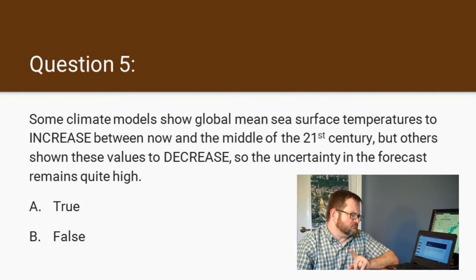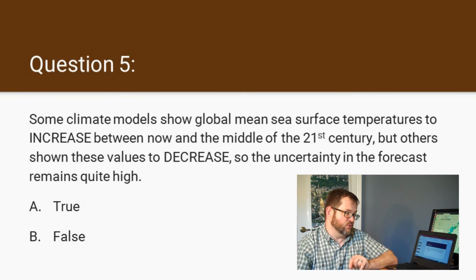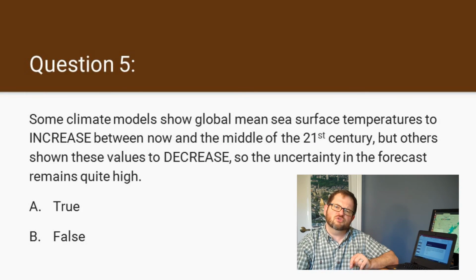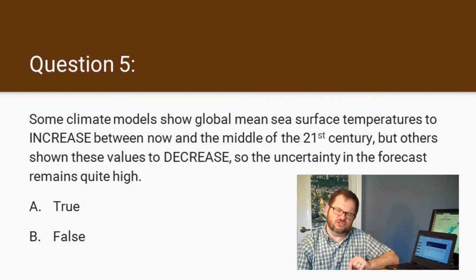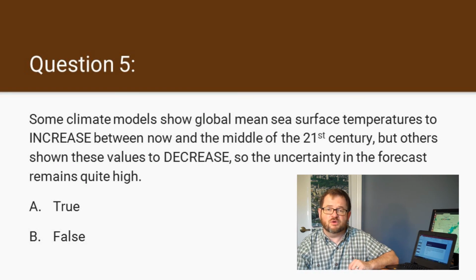Question 5. Some climate models show global mean sea surface temperature to increase between now and the middle of the 21st century. But others have shown these values to decrease, and so the uncertainty in the forecast remains quite high. True or false? How are we interpreting what's going on with regard to global mean sea surface temperature change between now and the middle of the 21st century? Make a choice from those two options and get a little feedback before you move on to question 6.